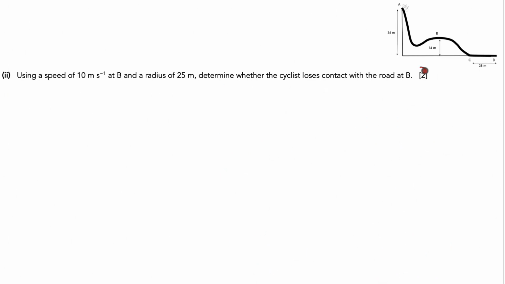Now, this question should say 3 marks here. Using a speed of 10 meters per second at a radius of 25, determine whether the cyclists lose contact with the road at B. First of all, we're going to state what will be the defining factor about whether or not it loses contact. Well, this is centripetal motion. We said that there's a force due to gravity pulling down and a normal force pushing up. So that actually gives us the centripetal force would be always towards the center of the circle. That's going to be Fg minus the normal force because it's pulling away from the center of the circle.